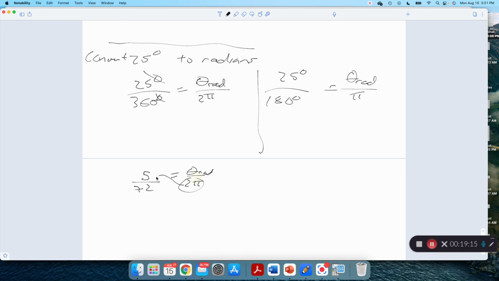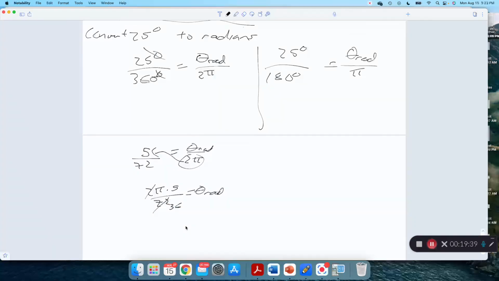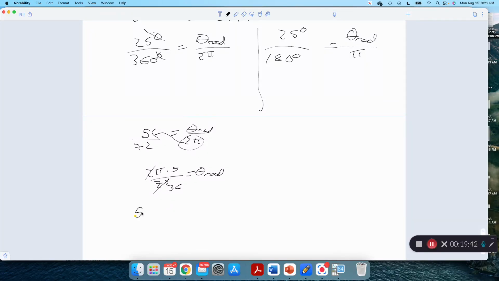Multiply this 2 pi up on top. So 2 pi times 5 will be 10 pi. I'm going to not multiply those together. I'm going to say 2 times pi times 5 over 72, because then I can cancel the 2 and the 72 and get a 36. So on top there's a 5 and a pi left over. We tend to write the number first and then the pi. So 25 degrees is the same thing as 5 pi over 36 radians.